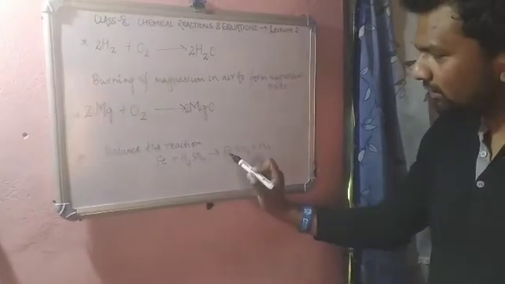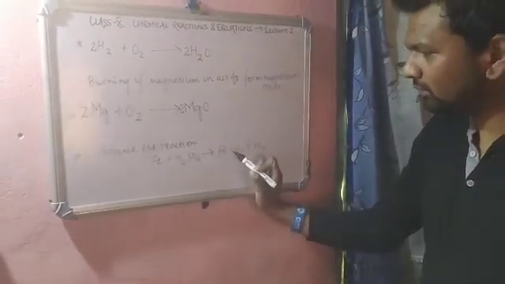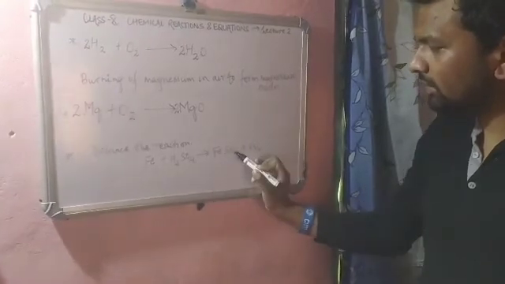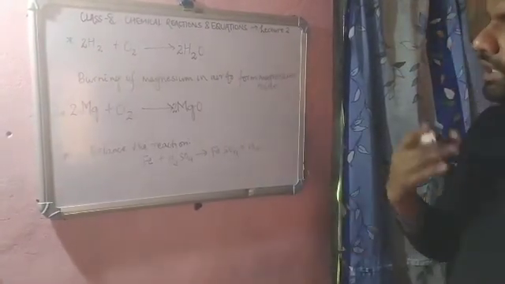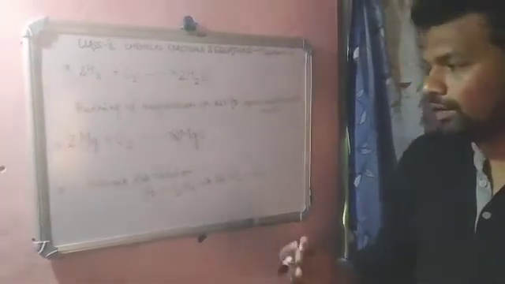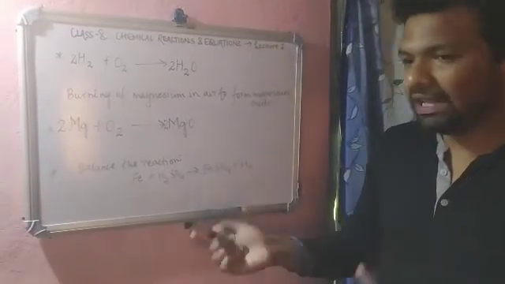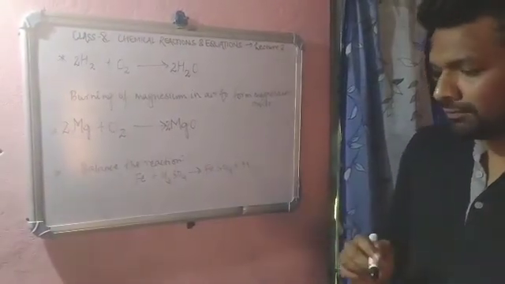Iron 1 atom, hydrogen 2 atoms, hydrogen 2 atoms, sulfur 1 atom, sulfur 1 atom, oxygen 4 atoms, and oxygen 4 atoms. So we might come across such reactions which are readily balanced. We don't need to take the trouble of balancing it. Okay. So hope it is clear.